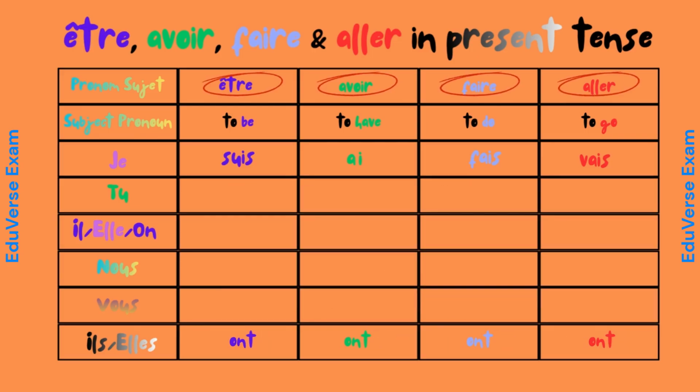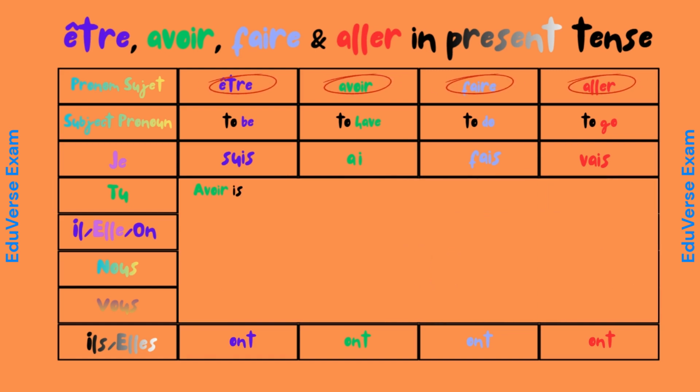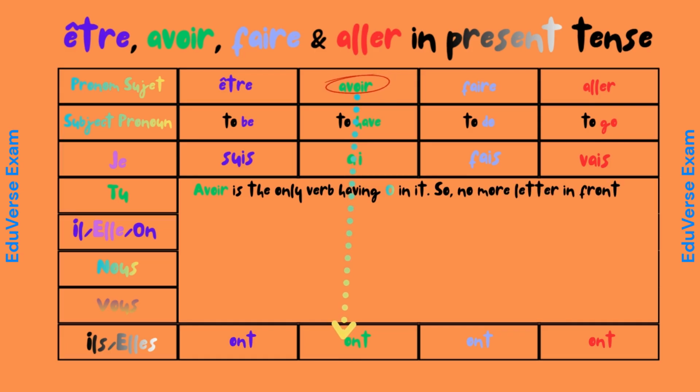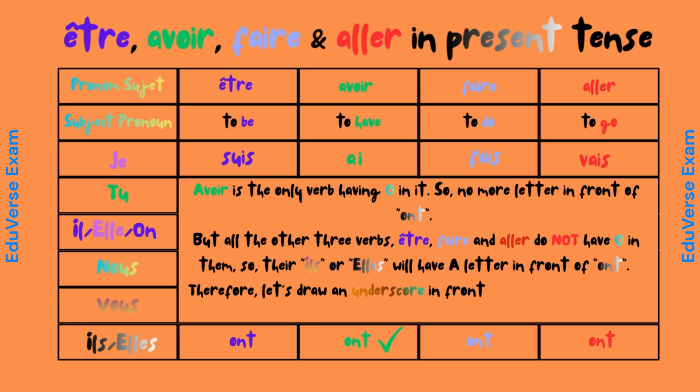Let's look closely at the verbs être, avoir, faire, and aller. What do we see? Avoir is the only verb having o in it. So, no more letter in front of o, n, t. But all the other three verbs, être, faire, and aller, do not have o in them. So their ils or elles will have a letter in front of o, n, t. Therefore, let's draw an underscore in front of o, n, t for être, faire, and aller, but not for avoir.